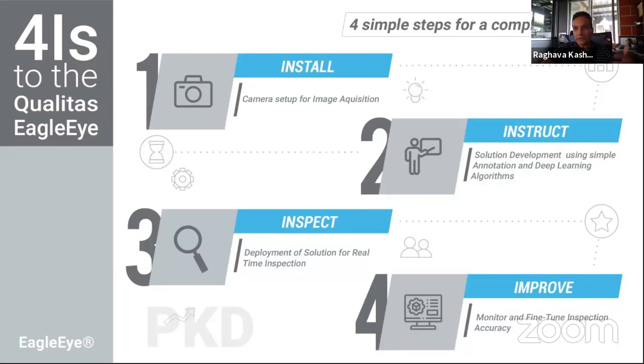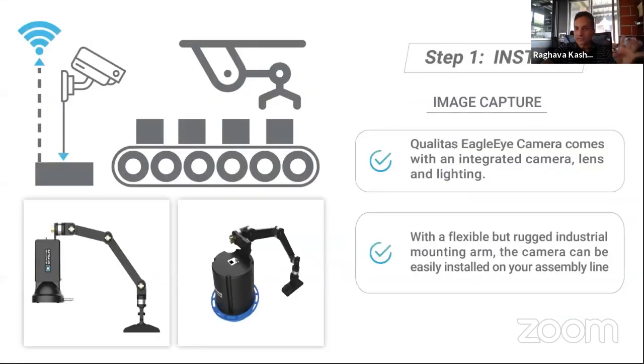So how does it actually work? There are 4 steps. We call it the 4 I's: install, instruct, inspect, and improve. I'll walk you through the 4 steps real quick. The install is, of course, the image capture. So you install a camera for image capture to capture what is known as training data, because you have to use these images to then teach the system what you want to do.